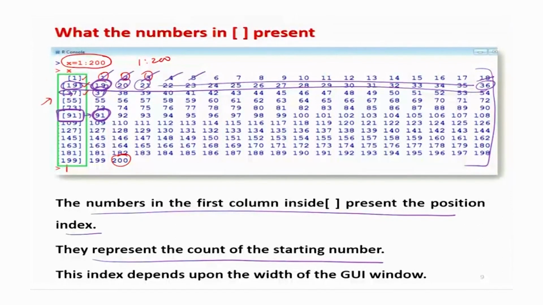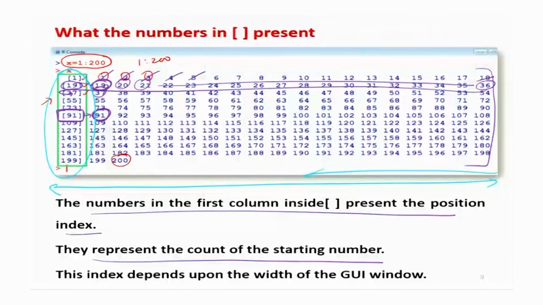Now, there is a confusion. Different people, if they print the numbers 1 to 200 on their R console, will get these numbers to be different. Why is this happening? Because the width of this GUI window can be controlled. This is user dependent, meaning if you want to make it smaller or bigger, you can do it. So obviously, if this width is reduced, then these numbers are going to be partitioned at 10.